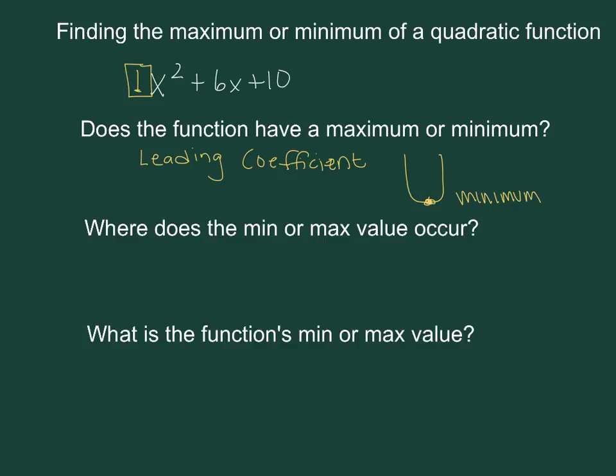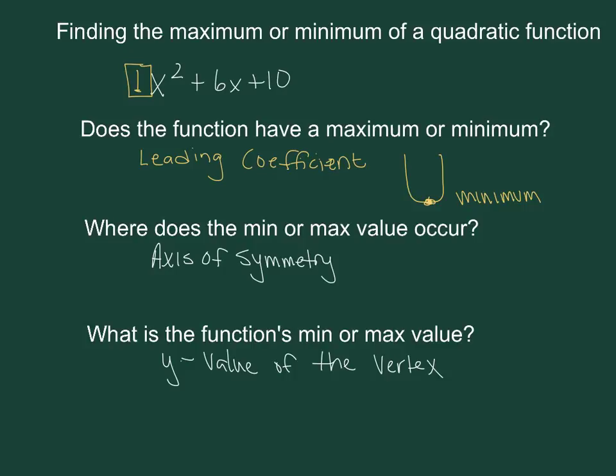So where does the min or max value occur? What we're really looking for here is just simply what's the axis of symmetry. And then what is the function's min or max value? Well, this is just the y value of the vertex. That's nice because we know that the axis of symmetry is actually the x value of the vertex. So this actually just became find the vertex.